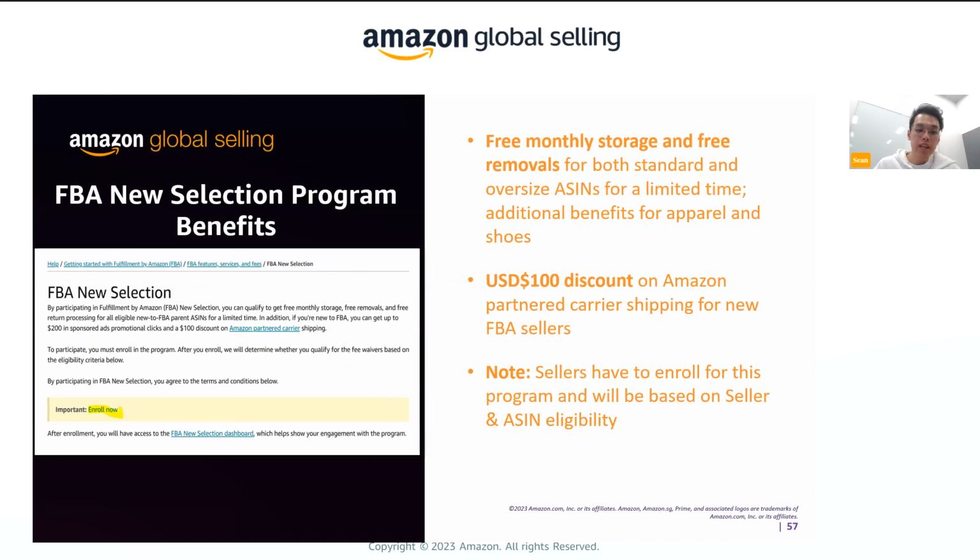For the FBA New Selection program benefits, you can get free monthly storage and free removals for both standard and oversized ASINs for a limited time, and also a US$100 discount on Amazon partnered carrier shipping for new FBA sellers. Note that sellers have to enroll for this program, and it will be based on seller and ASIN eligibility.